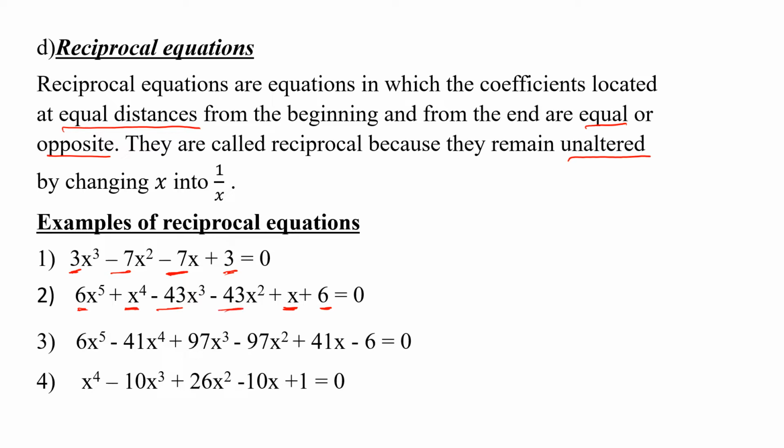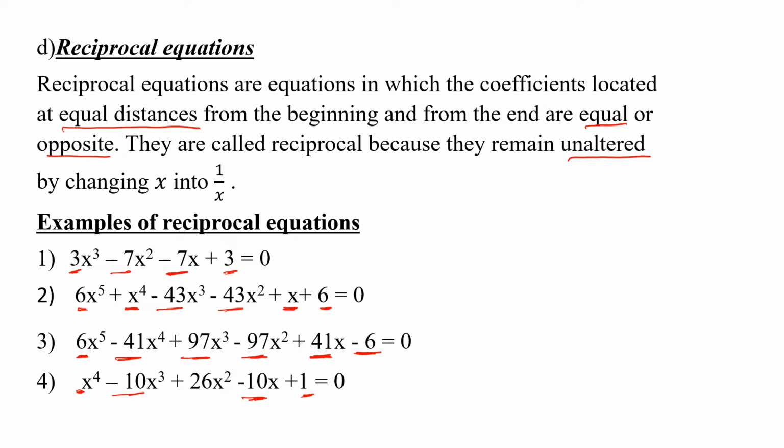In example number 3, we have 6, which is the opposite of negative 6. We have negative 41, opposite of 41. And you have 97, which is the opposite of negative 97. Example number 4, we have 1, the coefficient in x, equal to 1. We have negative 10 equal to negative 10.